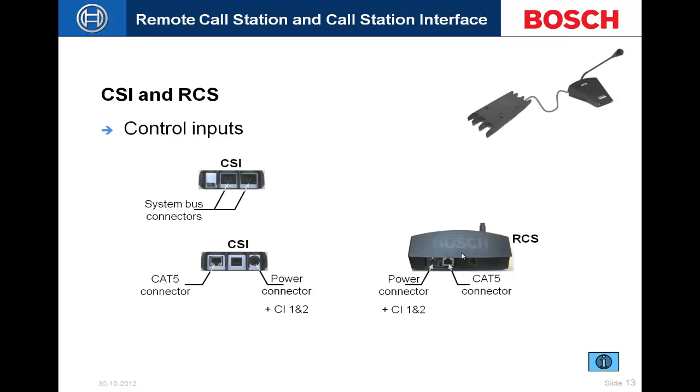There's a shot of the rear here. We've got our Cat5 connector, our power connector, and the small RJ12 connector is essentially a programming port. We don't use that other than at the factory during programming. On the CSI, you'll see our two system bus connectors, giving you the ability to insert this within a supervised ring topology type fiber system.